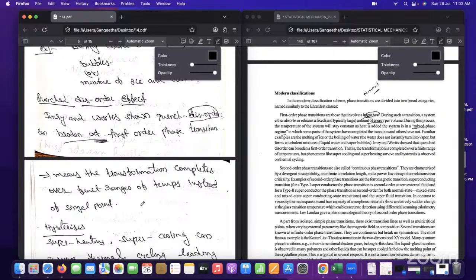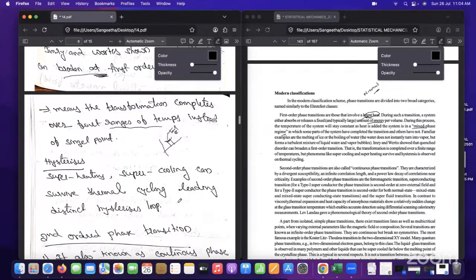It is not continuous. Instead of a particular point, the transformation is taking place over a range of temperatures. So what is the meaning? The transition is not happening at a particular point. The transition is happening for some range of temperatures. Across this temperature, the transition is taking place. So that is called quenched disorder effect. Next, what do we have? Hysteresis. Here, superheating and supercooling come under the hysteresis loop.